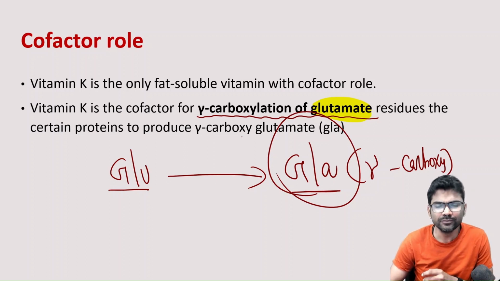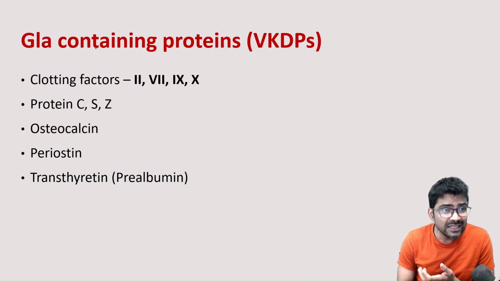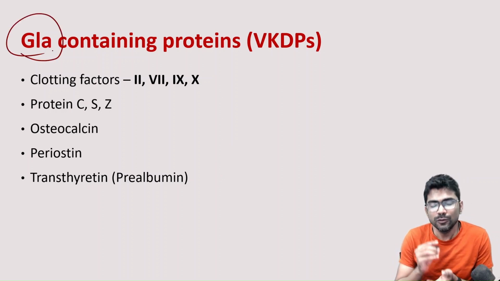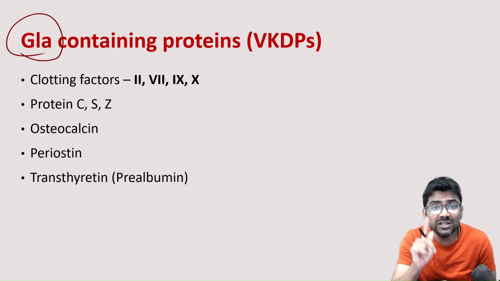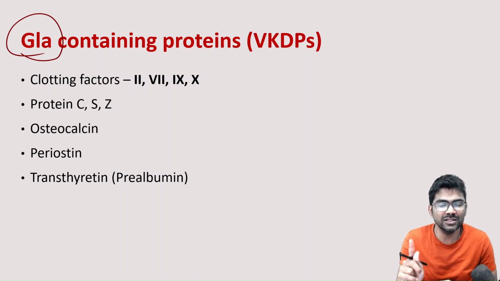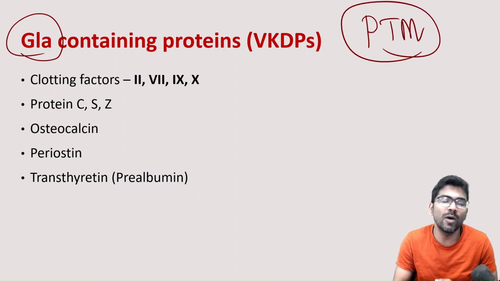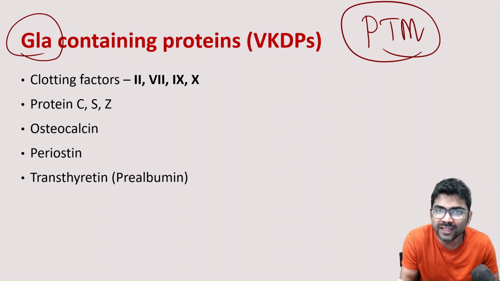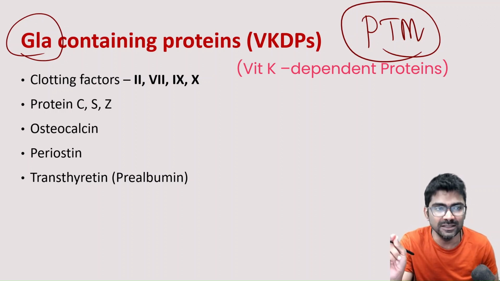Remember, what are the proteins that contain GLA? So formation of Glu to GLA is a post-translational modification. Remember, this is a PTM, post-translational modification. Lysine to hydroxylysine, that is also a post-translational modification. Which vitamin is needed for that? Tell me. It is vitamin C, right?